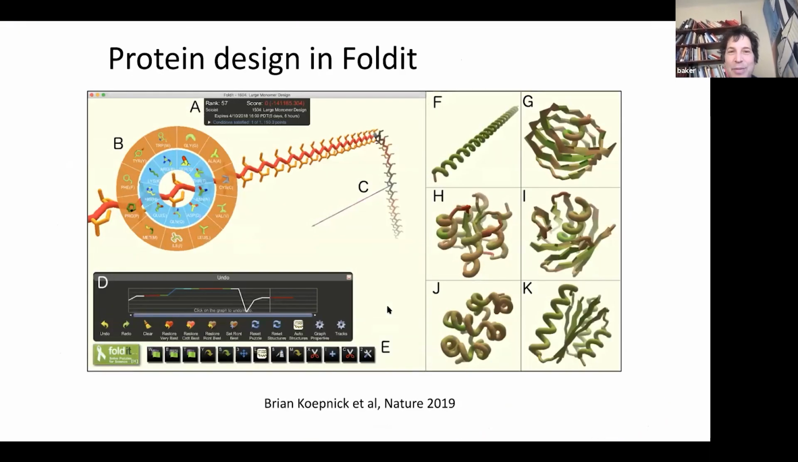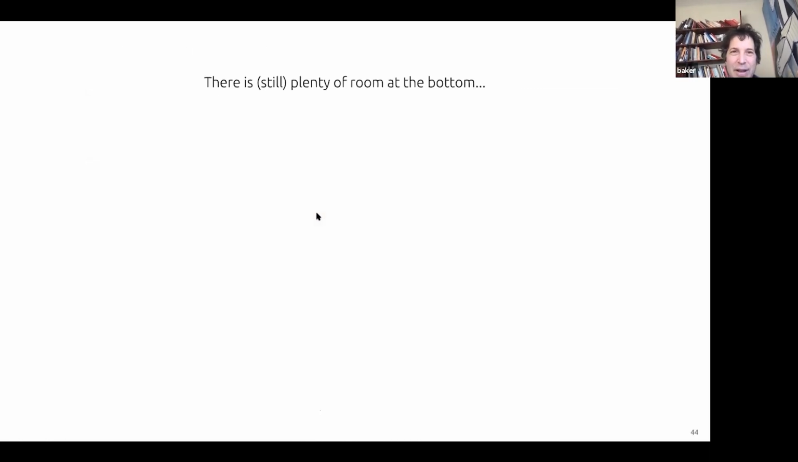We have a game that's an adjunct to what we do, where people in the general public can go in and design proteins, and they can pull the proteins around, as illustrated here. You can change the amino acid sequence, and we've been testing a lot of the designs in the lab and getting a lot of interesting ideas from all the very smart people out there who aren't professional scientists.